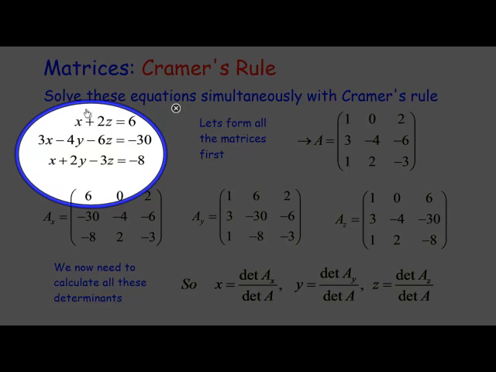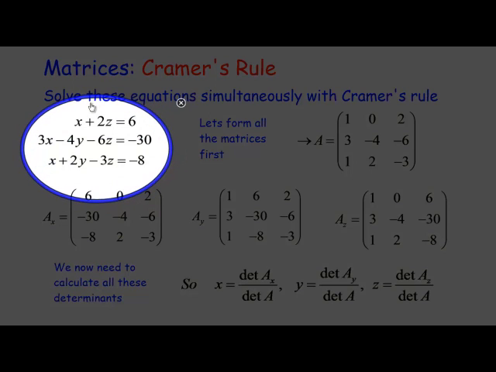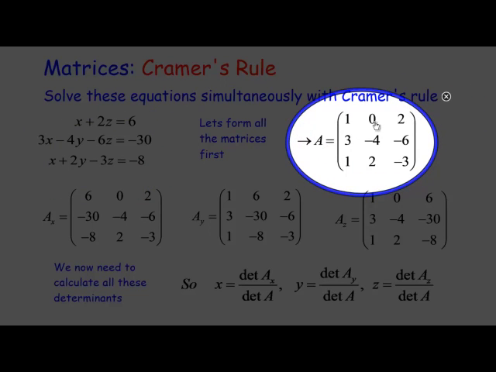So our system is x plus 2z equals 6, 3x minus 4y minus 6z equals minus 30, and x plus 2y minus 3z is minus 8. One thing you should realize is there's no y value in the first equation, so in its coefficient matrix there's a 0 here, which is very handy, because in a 3 by 3 it's quite easy to expand if they have some zeros in the column or row.